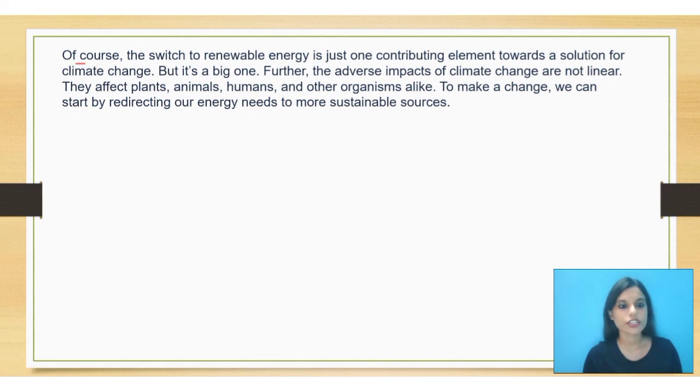Of course, the switch to renewable energy is just one contributing element towards a solution for climate change, but it's a big one. That is why we're progressing really slowly. Furthermore, the adverse impacts of climate change are not linear. They affect plants, animals, humans, and other organisms alike. To make a change, we can start by redirecting our energy needs to more sustainable sources.